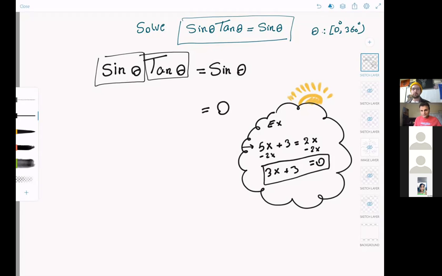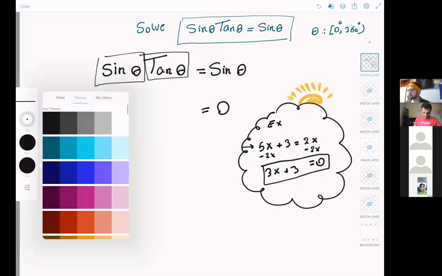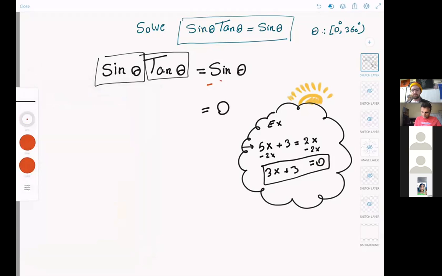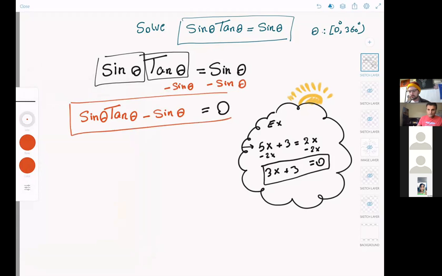So I'm going to subtract sine of theta on both sides. Negative sine of theta and negative sine of theta. I get sine of theta times tangent of theta minus sine of theta equals 0. So we did a good move here.